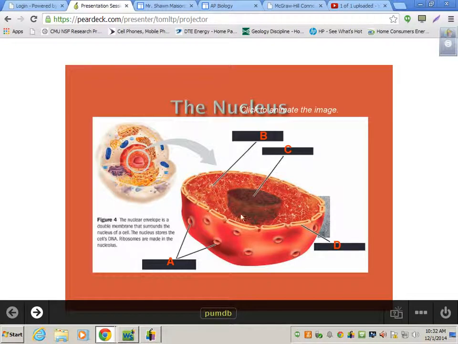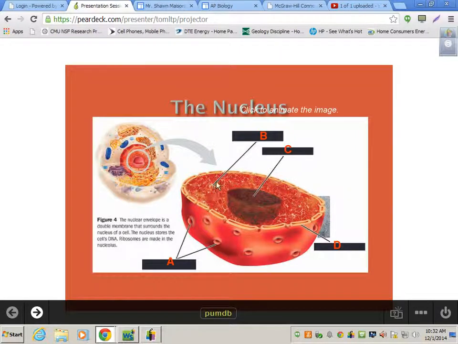So this dark area in the middle is our nucleolus. This is where ribosome parts are made. Of course, we have nuclear pores on our nucleus. This yellow material here is your DNA. And this is the nuclear membrane or the nuclear envelope. So this yellow stuff that's everywhere is your DNA.